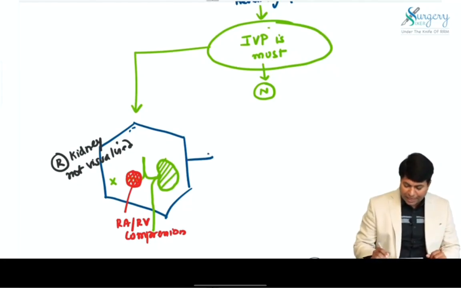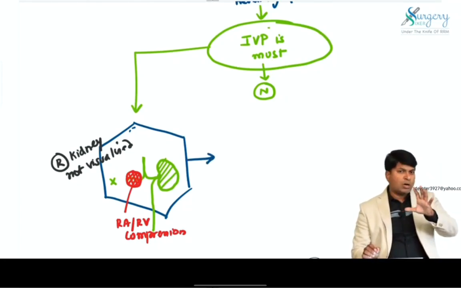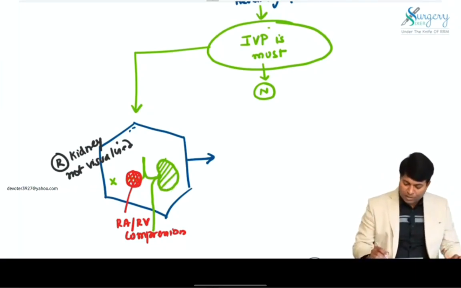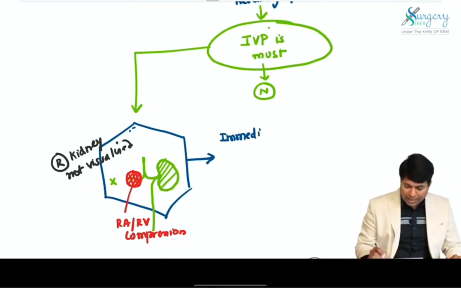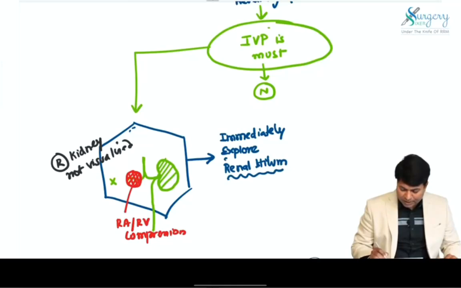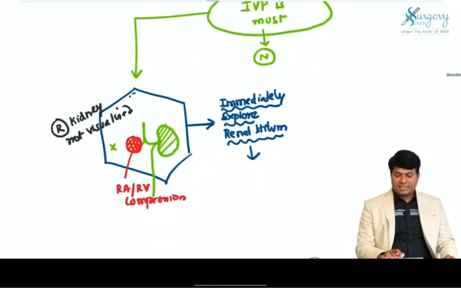Therefore, what we must do immediately, this is a question. On an IVP, left kidney looks normal, right kidney not visualized. The reason is renal artery or renal vein is compressed, or the blood supply to the kidney is compromised. So immediately we have to explore the renal hilum. Please don't forget this. Immediately explore the renal hilum and see what is actually happening there.